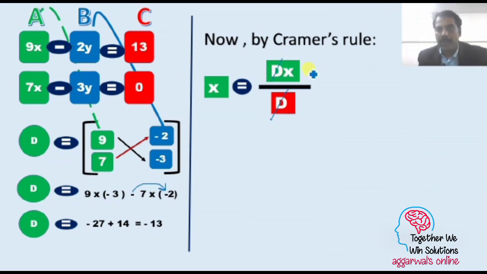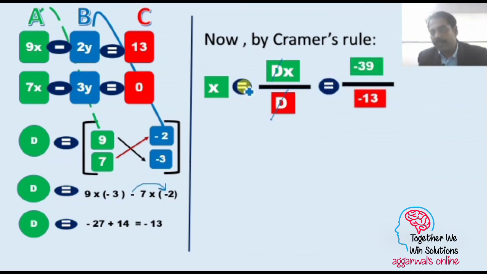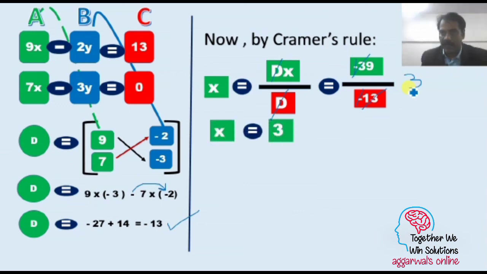Now we have calculated dx, we have calculated the value of determinant d. So we can just replace dx by minus 39 that we have calculated in step number 1. You can see d is already there, minus 13. So substituting minus 13 here, minus and minus will get cancelled. 13 3s are 39. Is that clear? So the value of x is equal to 3.